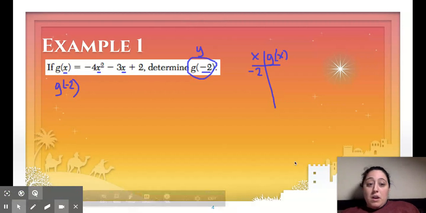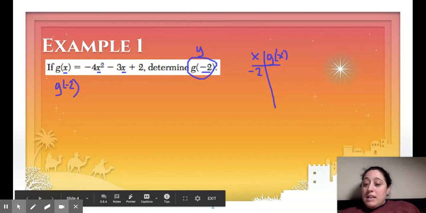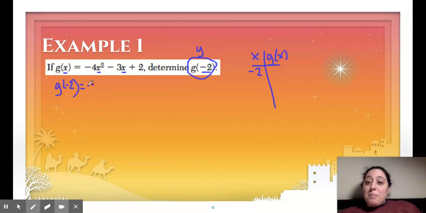All right, equals negative 4. And again, I'm coming up on an x, so I'm not just going to put times negative 2. I'm going to make sure it gets its own parentheses. Okay? Squared minus 3x plus 2. Okay, so here I have g of negative 2.